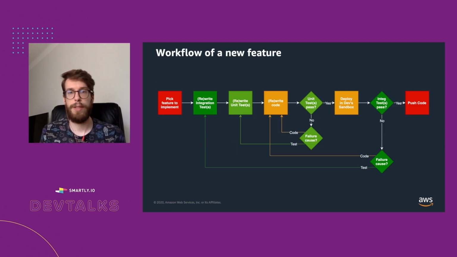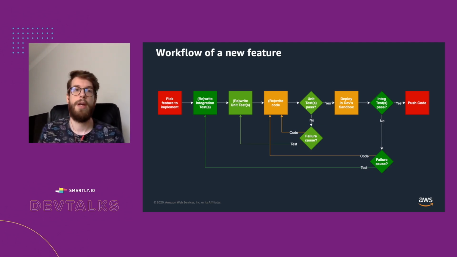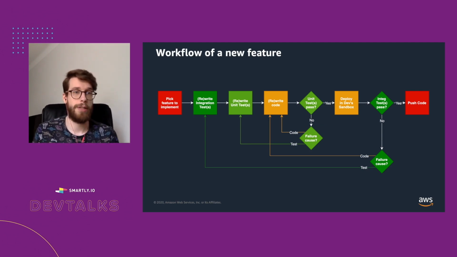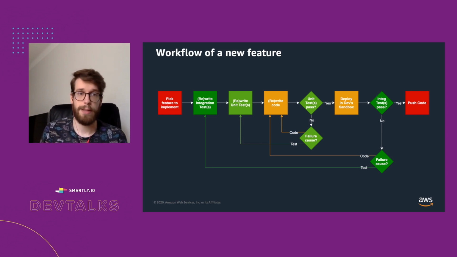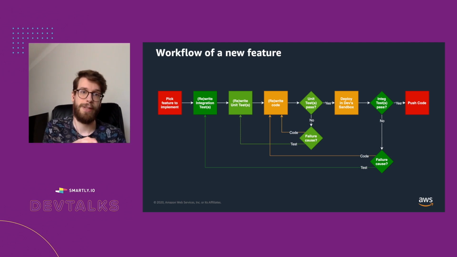And you get a bit into this complete flow here for the developer flow, where you pick a feature you want to implement, you write, modify the integration test, you write the unit test to correspond to this integration test, and then you write the code to correspond to this unit test.